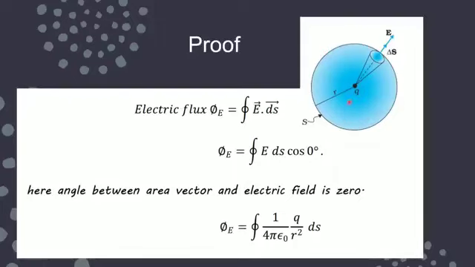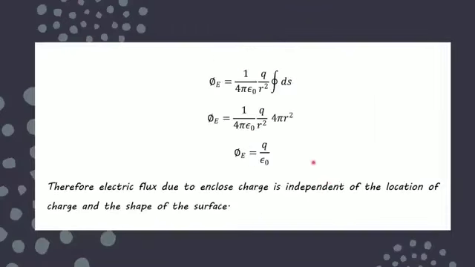Then integral of ds can be written as 4 pi r square, and if I put the value of the integral of ds equal to 4 pi r square, you are left with only q upon epsilon naught, which was given by the statement of the Gauss. So flux is given by q upon epsilon naught. This is the proof for the Gauss theorem. Simply by putting the value of E and ds we could get the result.